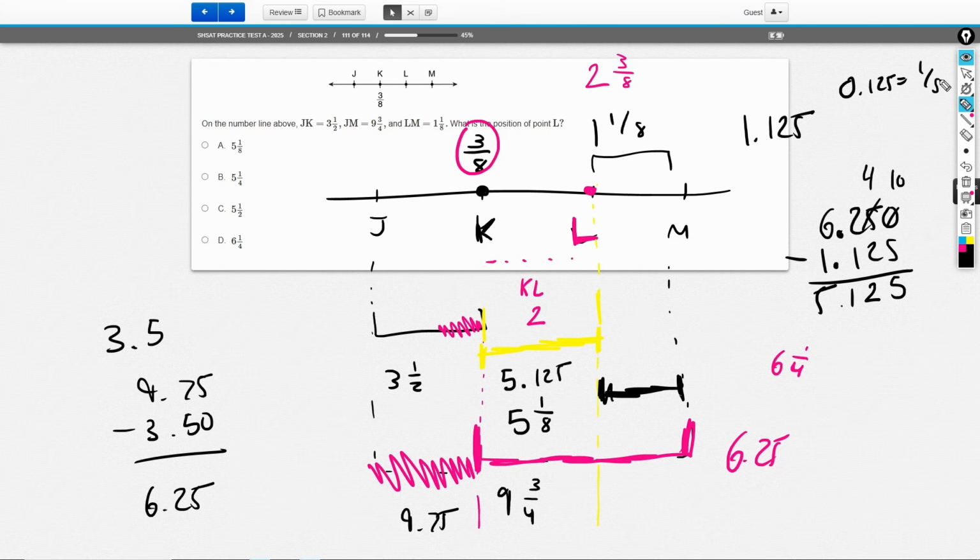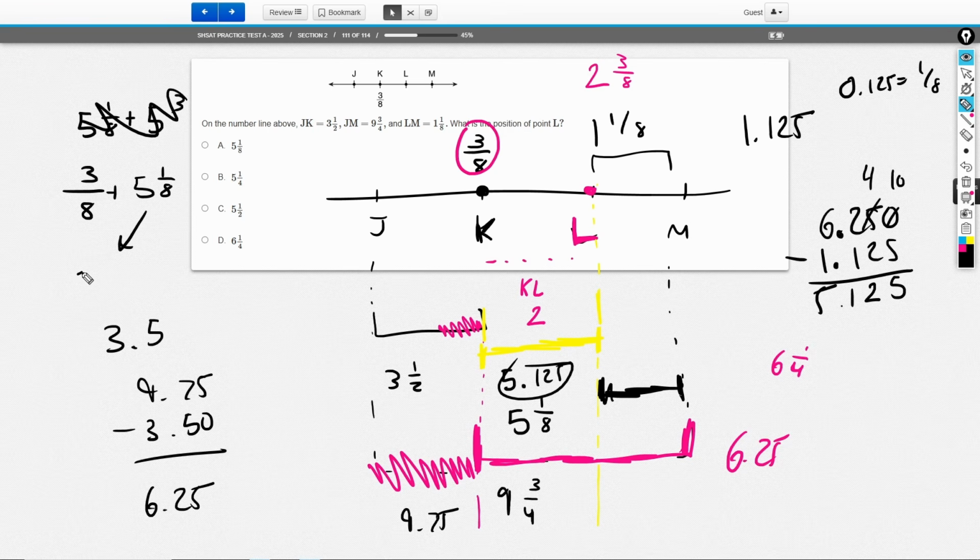0.125 is equal to 1/8. So 5 1/8 is equal to 5.125. So now I have 5 1/8, and I'm essentially adding that to 3/8. Sorry, I'm starting at 3/8, and I'm adding to it 5 1/8.